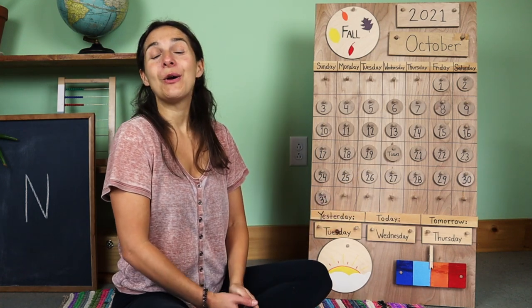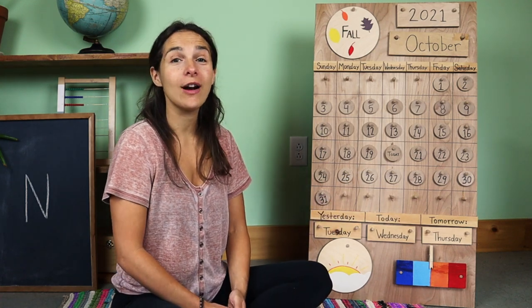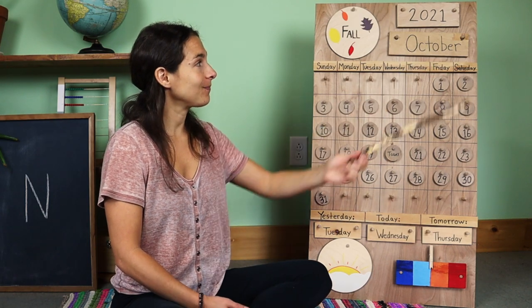1, 2, 3, 4, 5, 6, 7, 8, 9, 10, 11, 12, 13, 14, 15, 16, 17, 18, 19, 20. We've had 20 days so far in the month of October.